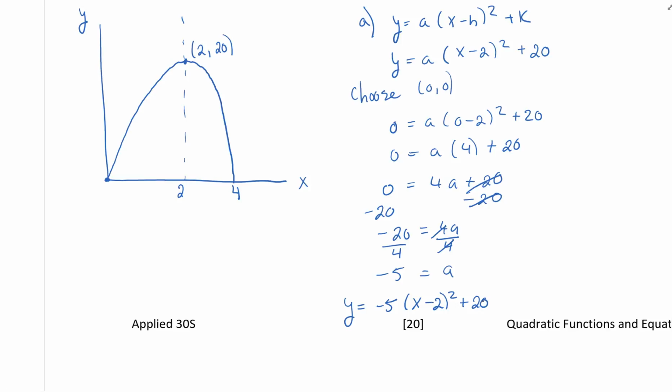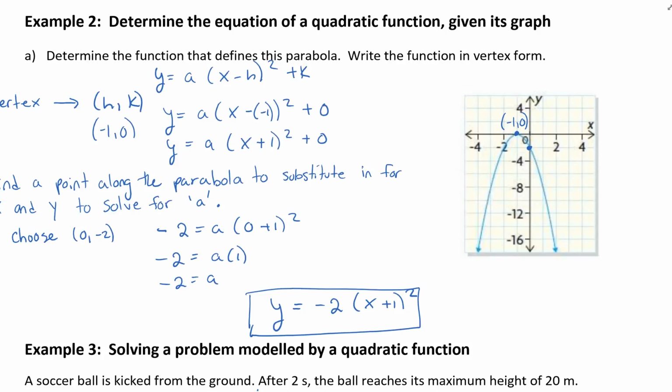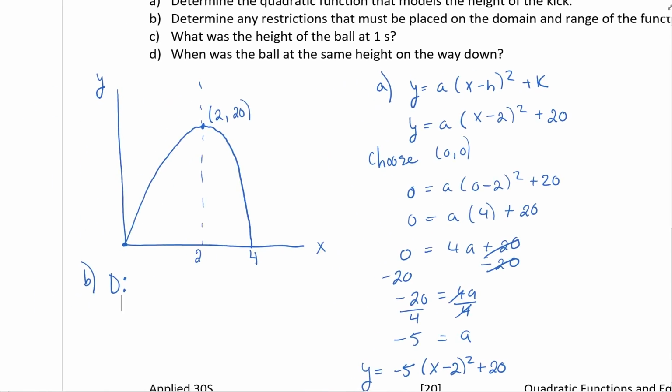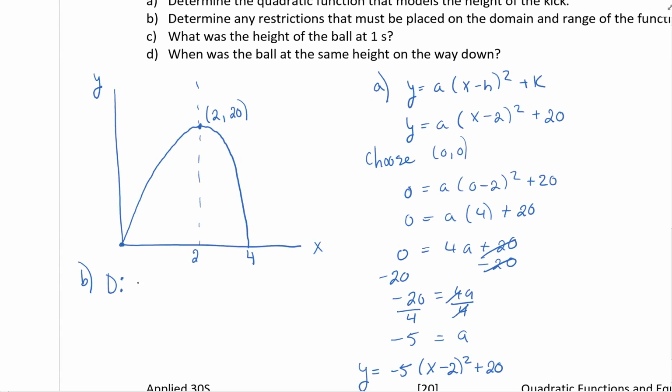Now for B, determine any restrictions that must be placed on the domain and range of the function. I'm going to just do that here. So the domain, specifically for this case, so in other cases where you've got arrows, we know that the domain can go on forever, but in this specific example, the domain doesn't go on forever. Our x values start at 0 and end at 4. So those are the restrictions on that domain. For a range, the ball is going to start on the ground and reach a maximum height of 20 meters. So again, there's restrictions on that range for this specific example.